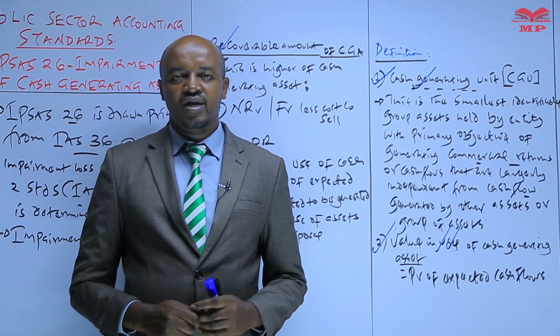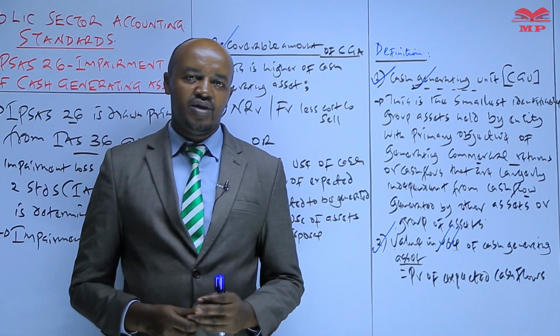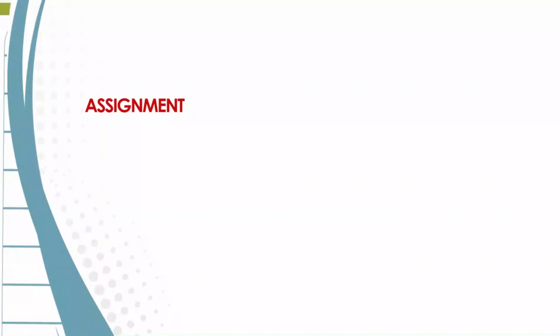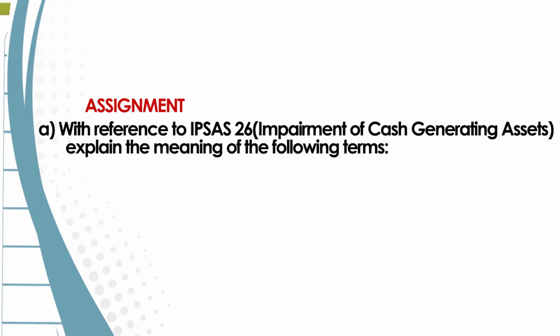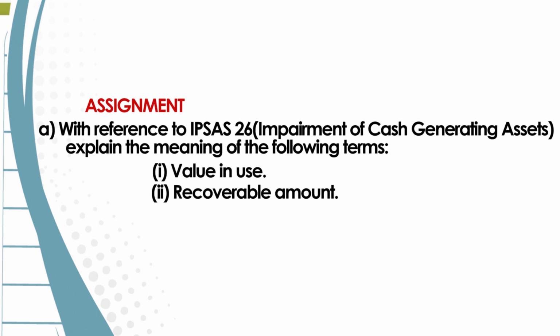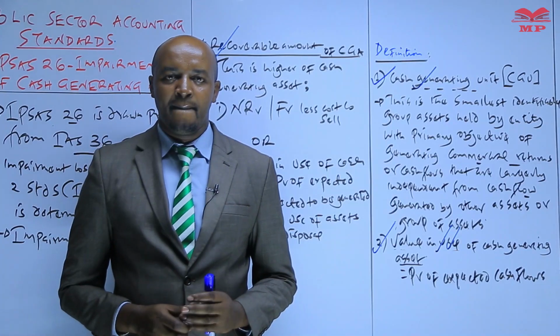So that basically is the end of that particular small subtopic regarding the determination of impairment loss of cash generating assets in accordance with IPSAS 26. So for now, here is today's assignment with reference to IPSAS 26, impairment of cash generating assets. Explain the following terms. Number 1, value in use. Number 2, recoverable amount. And number 3, a cash generating unit. So that is today's assignment. See you in the next session.